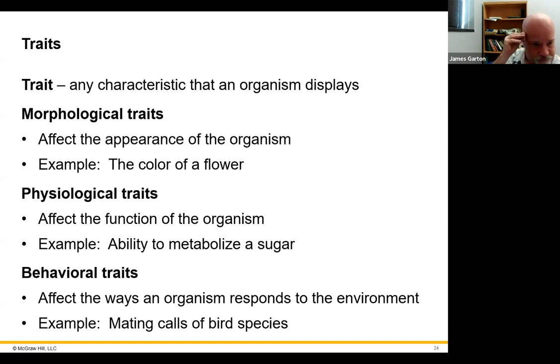And so a trait is any characteristic that an organism displays. Some can be morphological. You can see a difference. Flower color, for example. Some of them are physiological. They affect the underlying chemistry of the organism. Can you metabolize certain things? Can you break down a certain type of sugar or not?